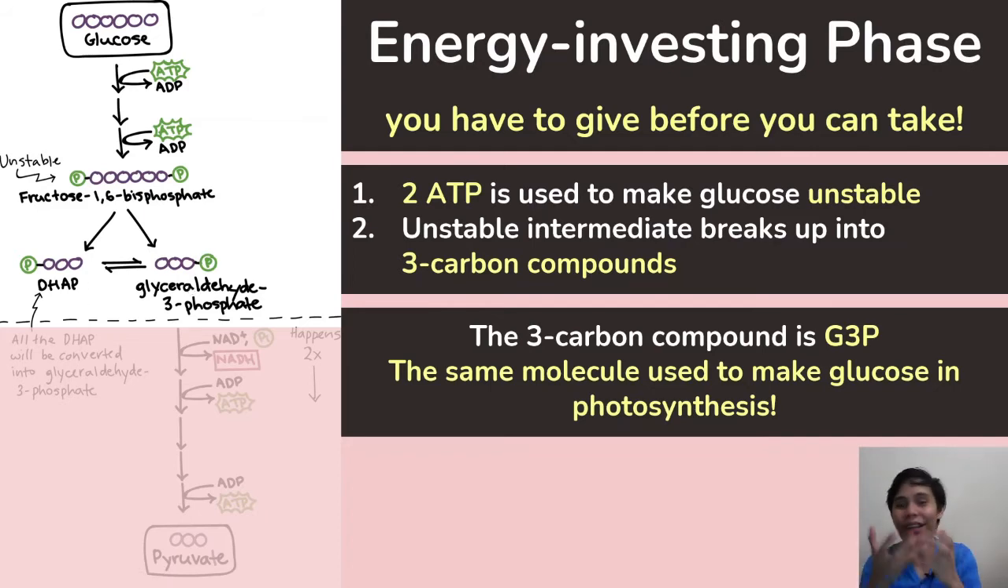So that glyceraldehyde 3-phosphate is the same molecule you may have encountered in photosynthesis, your G3P. So again, your glucose is broken down into basically G3P and DHAP, which your DHAP will be converted into G3P as well. But it doesn't stop there. Your G3P is still not an ideal form for it to be shoved into the mitochondrion.